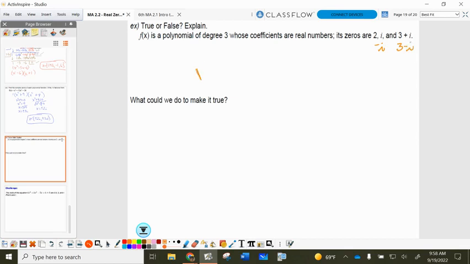So this one currently is false because that would generate 5 roots, and if it's degree 3, it can only have 3 roots. So it says, what could we do to make it true? Change it to degree 5 would work. There are other options as well, but that was one option that we could do to fix it. Change it to degree 5. Then it could have 5 solutions, which this one must.